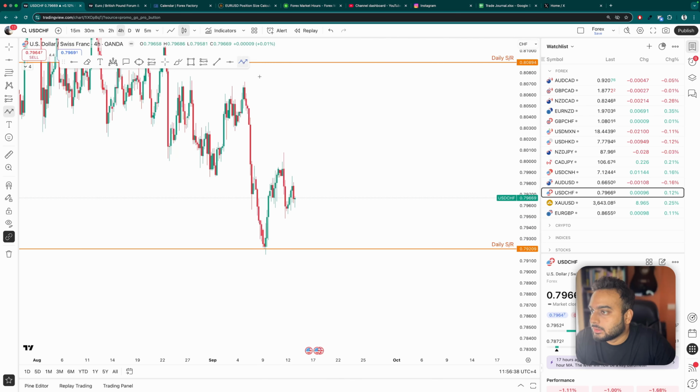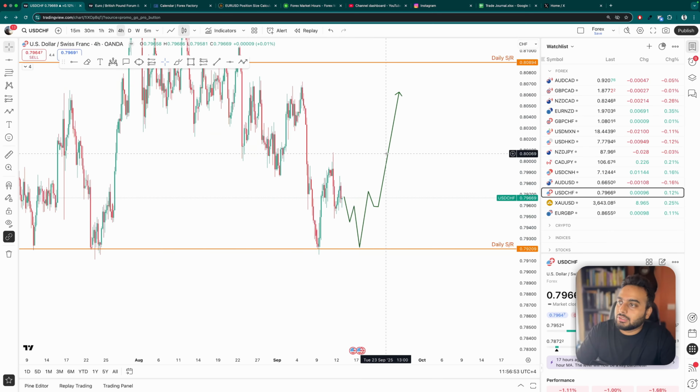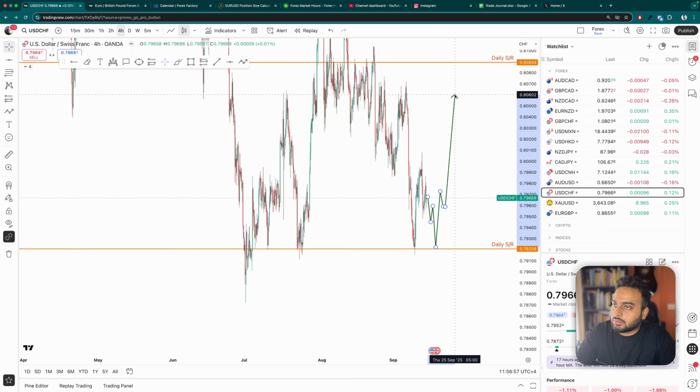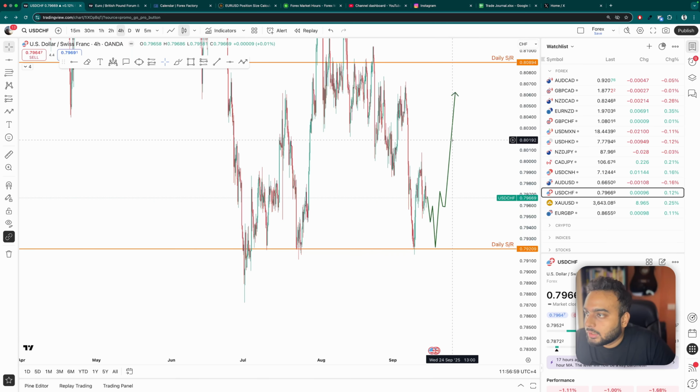What I want is for price action to keep doing something like this: breakout, buy around here, and then maybe this is the target. I don't know, you'll see from the past. Yeah, around this level.